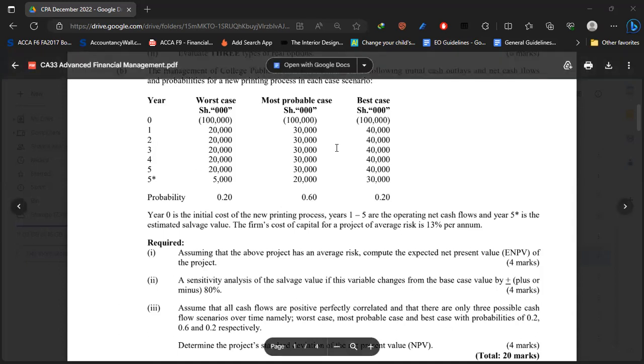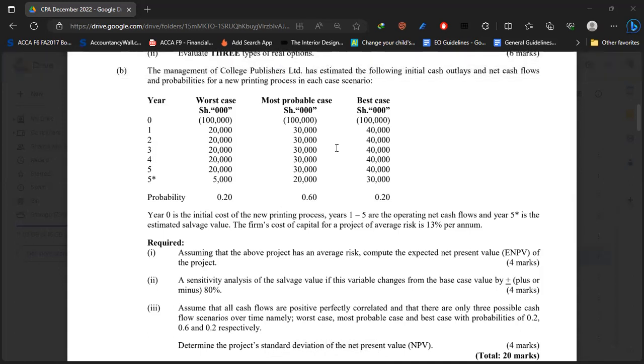The management of college publishers Limited has estimated the following initial cash outlays and net cash flows and probabilities for a new printing process in each case scenario. The year's worst case, most probable case, best case. The probability is given. Year 0 is the initial cost of the new printing process. Years 1 to 5 are the operating net cash flows, and year 5 is the estimated salvage value. The firm's cost of capital for a project of average risk is 13% per annum.